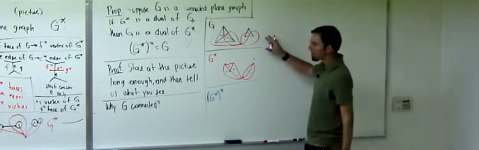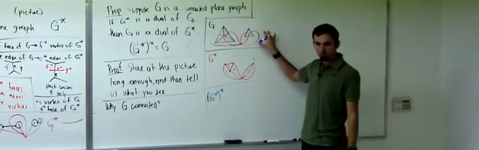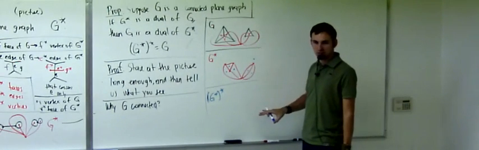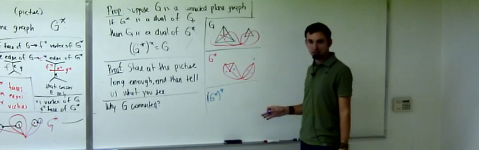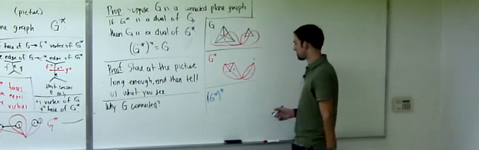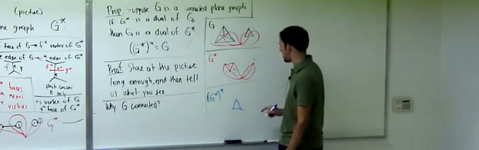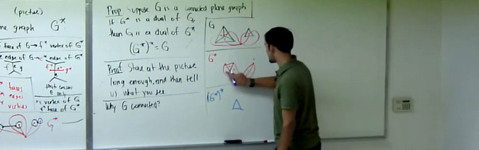How do I already know that I'm not going to get back G? Because I just told you that the dual of anything is connected. So this is going to be connected, and G is not connected. How does it look? Well, it looks like this.